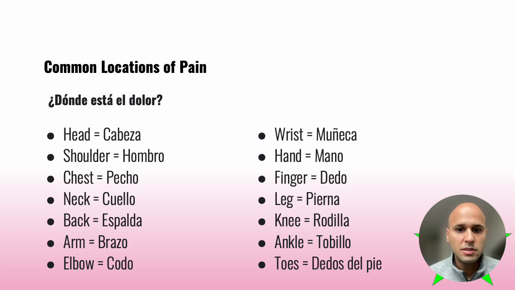Okay, so I'm gonna go over these one more time and possibly explain some parts that could be easier to pronounce. Cabeza, hombro, pecho, cuello. When you see two L's together, instead of saying it as if you were saying an L, think of it as if you're using a Y. Cuello. Espalda, brazo, codo.